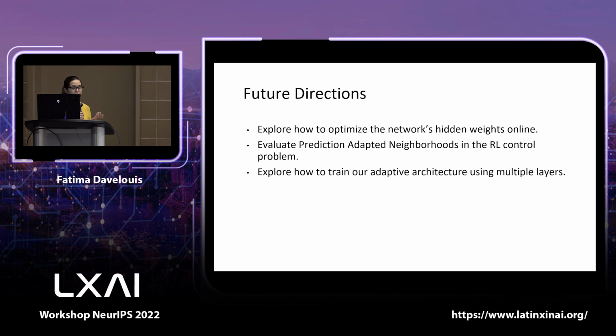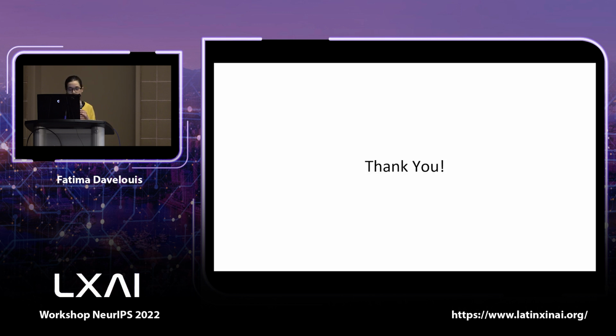Finally, some future directions. We want to explore how to optimize the network's hidden weights online. This is what I'm currently working on. We also want to evaluate how prediction adaptive neighborhoods perform in the reinforcement learning control problem, where we want to optimize what actions the agent is taking at each time step, and also explore how we can train this architecture and extend it to multiple layers online.